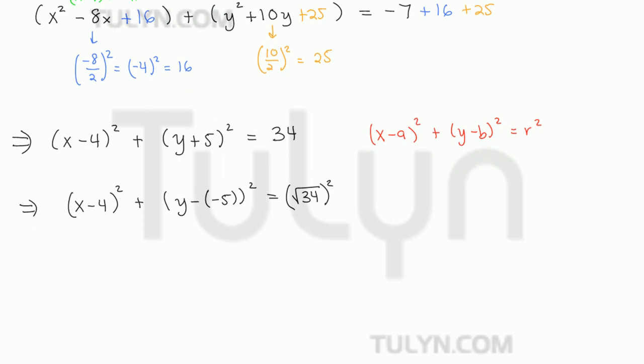So now all we have to do is just read off the center. In this formula, the center is a comma b. So in this case it's 4 comma negative 5. So the center is equal to 4 comma negative 5, and the radius is this r that's squared. So in this case, the radius is going to equal the square root of 34.